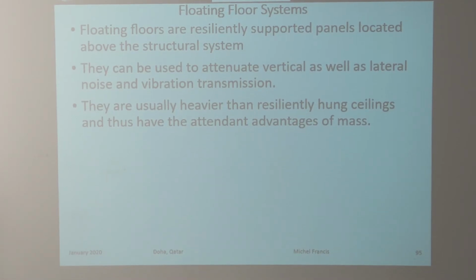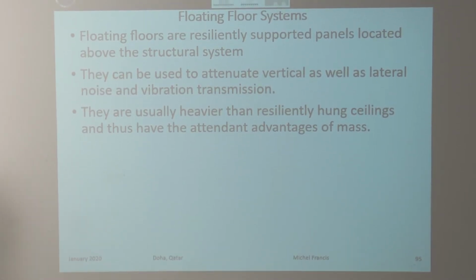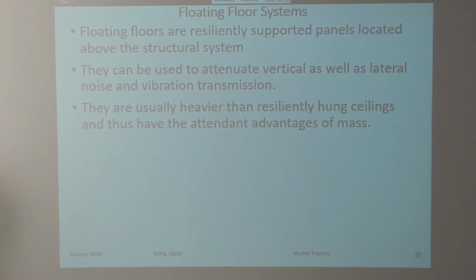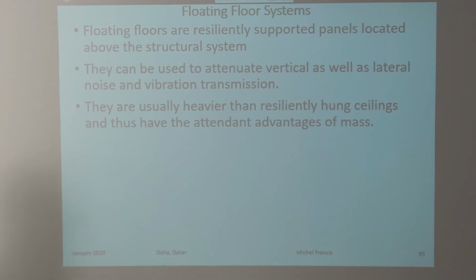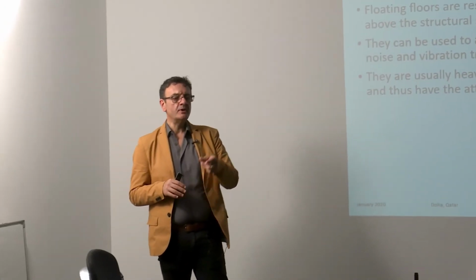They are usually heavier than resiliently hung ceilings and thus have the attendant advantage of mass. So when you talk about a floating floor, you're not talking about the underlayment, you're talking about the whole system. A floating floor includes the underlayment and the layer above it, and in many cases also the ceiling underneath the slab, which is hung from the slab. So all that is the floating floor system. Not the underlayment itself; that's the underlayment for the floating floor system.